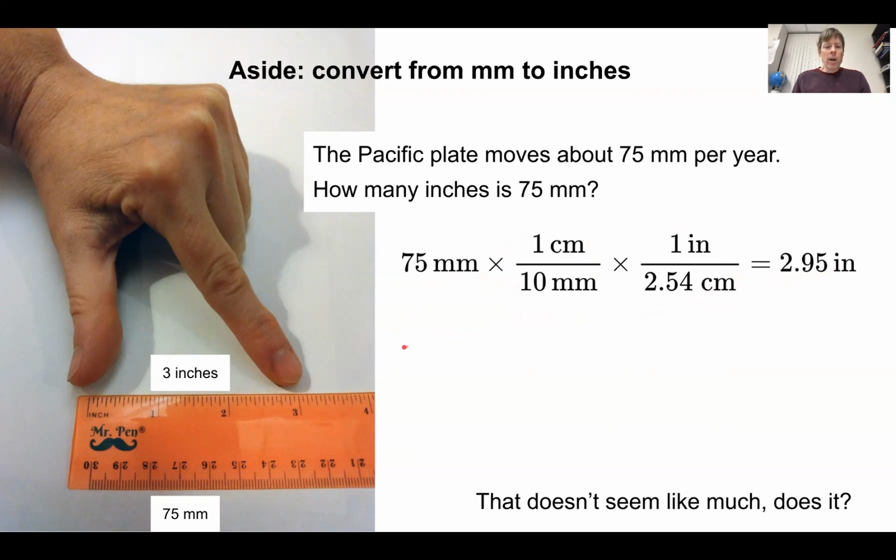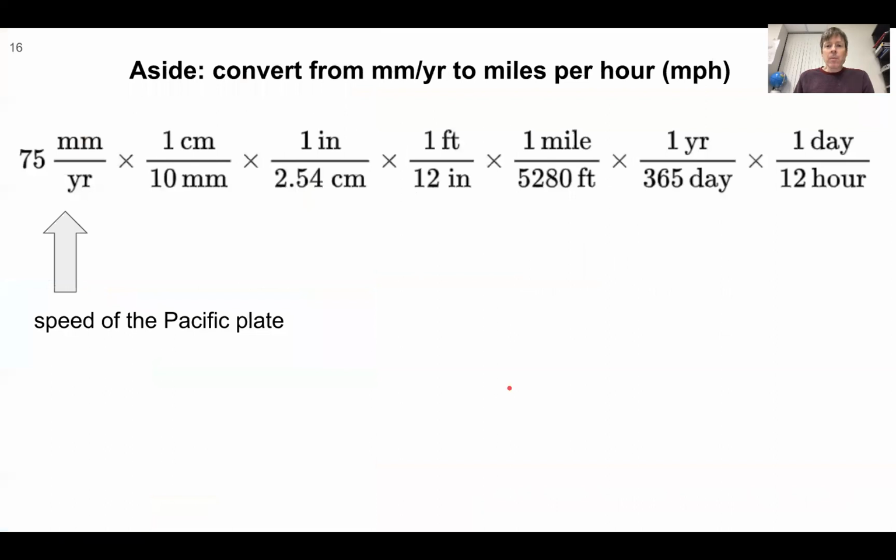So here we show at the left, there's 3 inches, and there would be 75 markings along this in millimeters on the ruler. So it doesn't seem like much. We're talking about how far the Pacific plate moves in a year. So now let's just see kind of an example of this unit conversion.